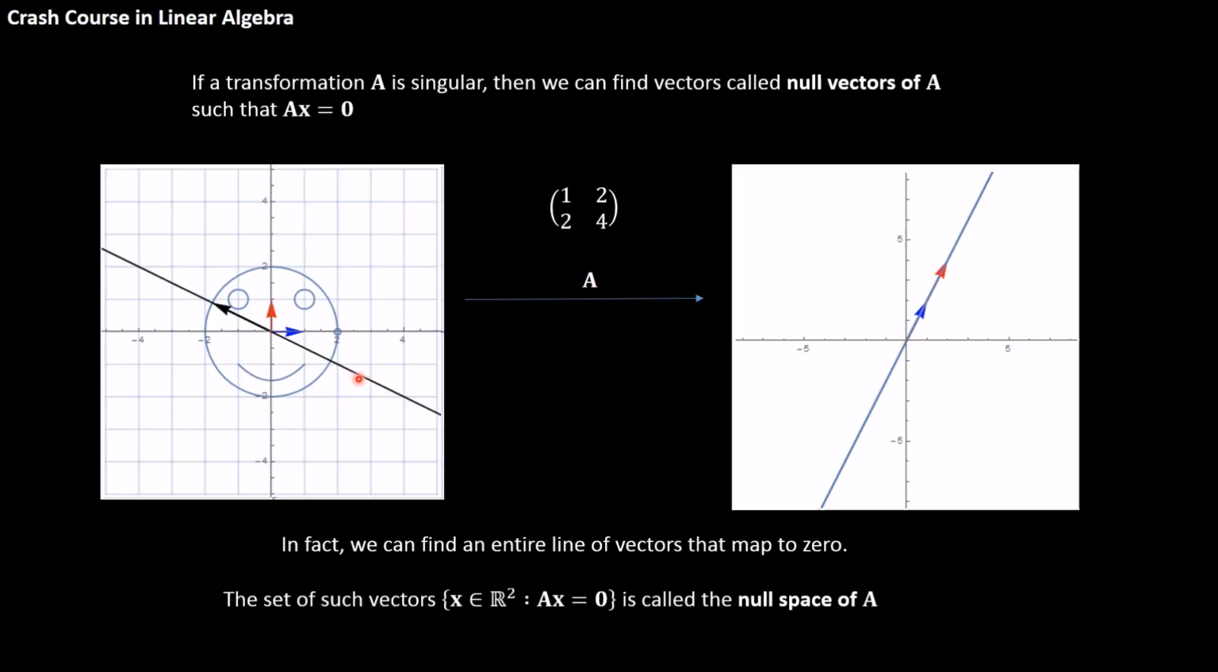And this line, by the way, this black line, the set of all vectors in Euclidean 2 space such that the transformation maps them to 0, is called the null space of the transformation. So we have visualized the null space of this transformation. The vectors on this line are mapped to the origin. All other vectors are mapped somewhere else along this line. And all these vectors can be represented by the formula -2k, k.